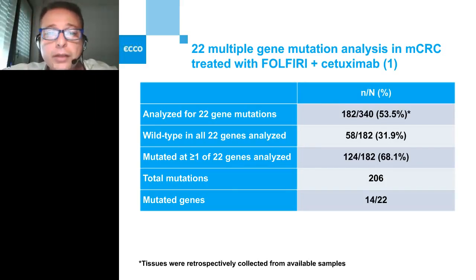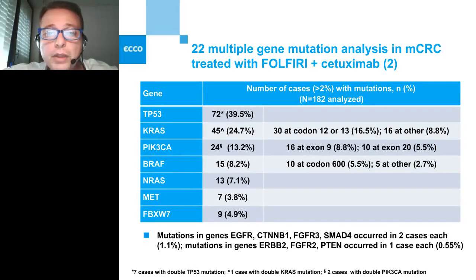The only surprise was that we found 30 mutations in codon 12 or 13, so in exon 2, in 29 cases. And this was kind of a surprise because these tumors have been selected for being wild type at codon 12 and 13. How do we explain this?